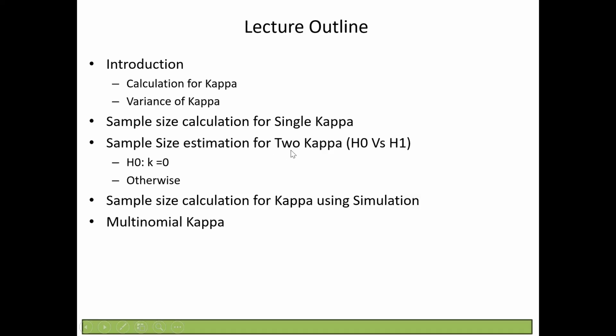There are two scenarios: one where one of the kappa is 0, and the second where there are two different kappa values. Then I will talk about sample size calculations for kappa using the simulation technique. Then I will talk about multinomial kappa.